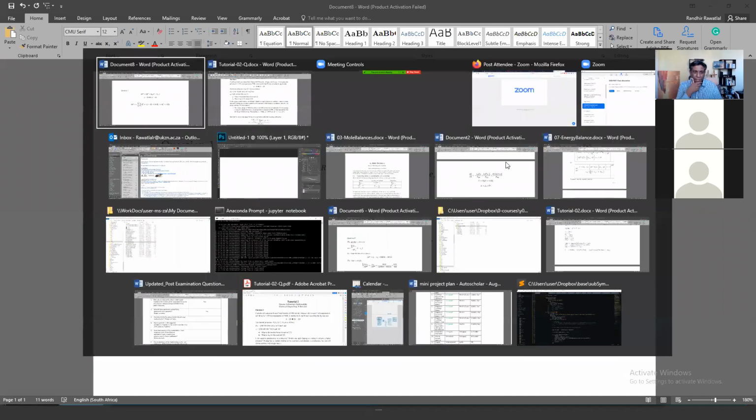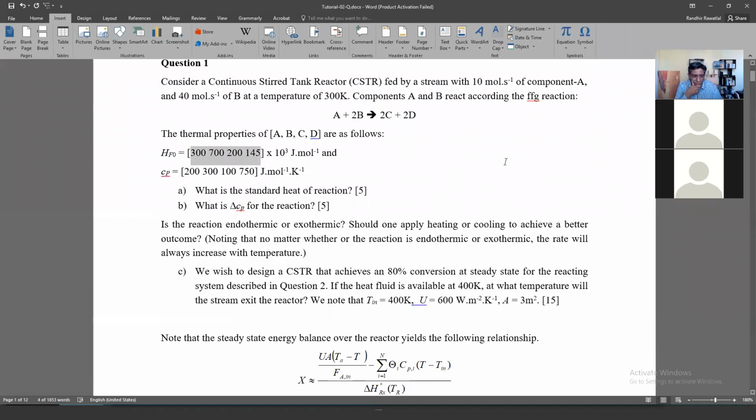Okay. And let's keep going here. So that's how we work out the standard heat of reaction and the delta C_P. You'll recall there's also that other little trick. If you have a reversible reaction and you have E1 and E2, you can also estimate the heat of reaction that way. We'll see that in the next example. Okay, so those two parts, that's how we do that.